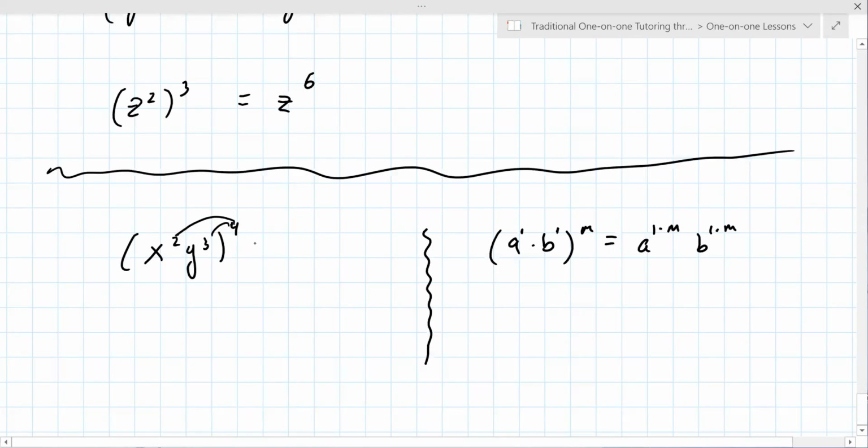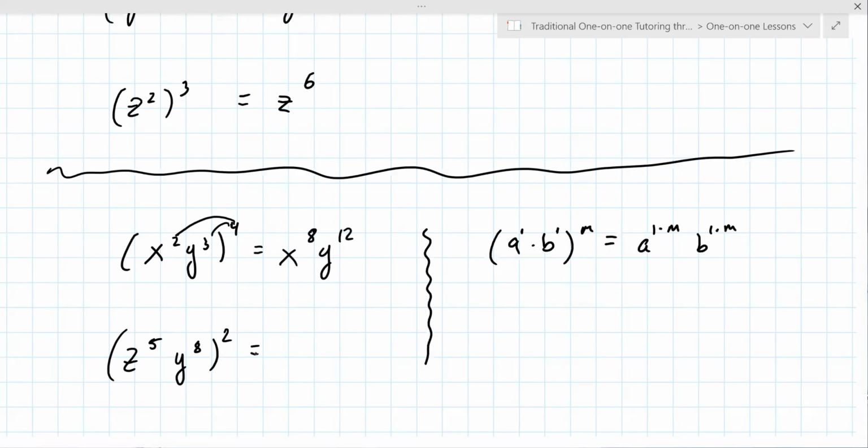So what does this become? 4 times 2 is 8, and y to the power 12. Good. So let's have you try one. Let's say it's z to the fifth, y to the eighth, all to the power of 2. What does this become? Z10 Y16. Excellent.